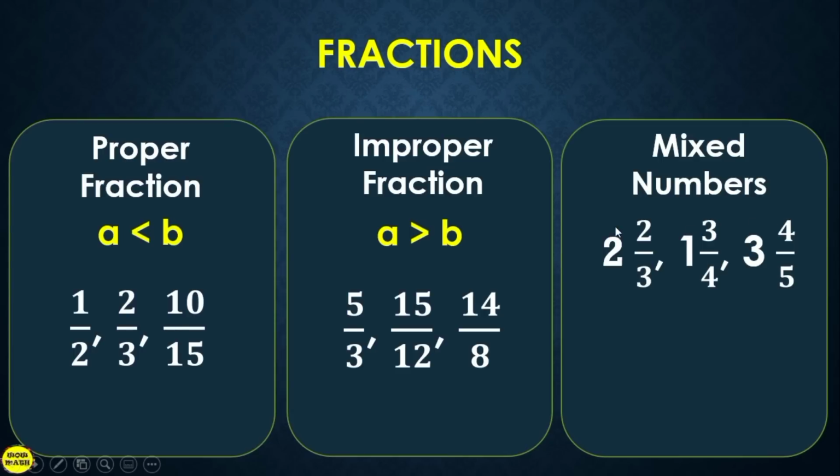And then, itong mixed number na to, pwede natin ito express as improper fraction. Mula sa mixed number, pwede natin gawing improper fraction. So, kagaya ng 2 and 2/3, pag ginawa natin improper fraction yan, magiging 8/3 yan. Paano nangyari yan? I-multiply lang natin 3 times 2 plus 2. So, that is 8/3. Same with 1 and 3/4. So, 4 times 1, that is 4 plus 3, 7/4. 5 times 3, 15 plus 4, that is 19/5.